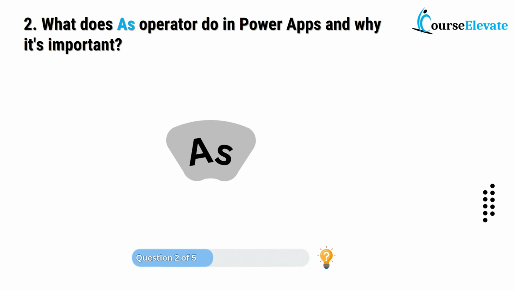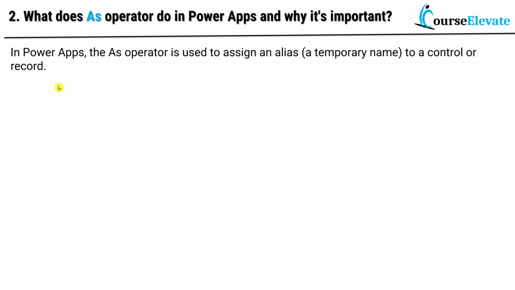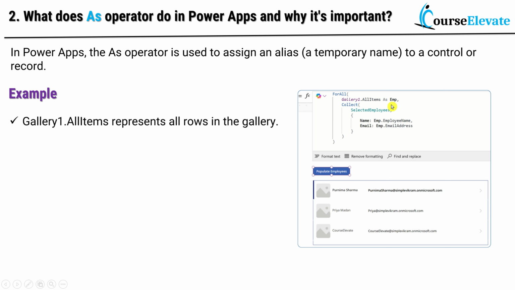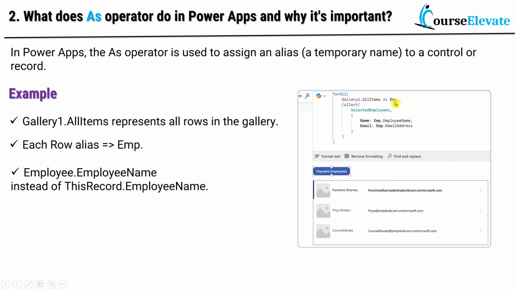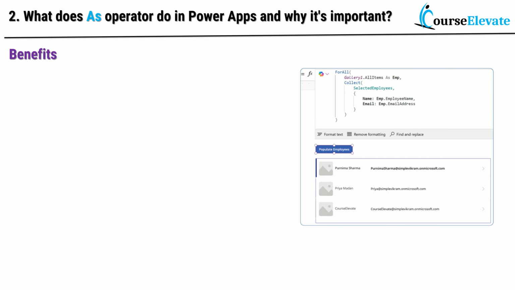Our next question is, what does the As operator do in Power Apps and why is it important? In Power Apps, the As operator is used to assign an alias, which is a temporary name, to a control or a record. Let's have an example. Gallery1.AllItems represents all rows in the gallery. With the As operator, each row gets the alias emp. Now you can refer to emp.Employee and emp.EmailAddress instead of repeating complex expressions like ThisRecord.Employee or ThisRecord.EmailAddress.